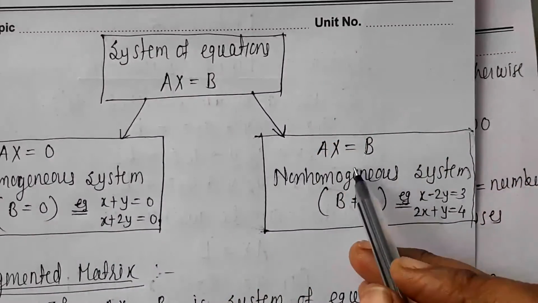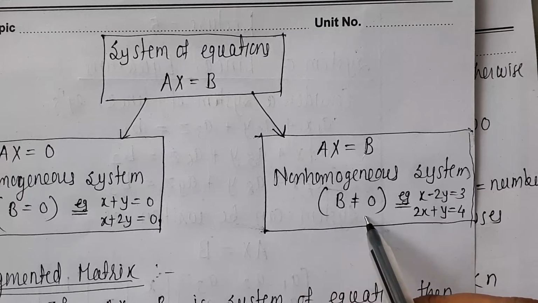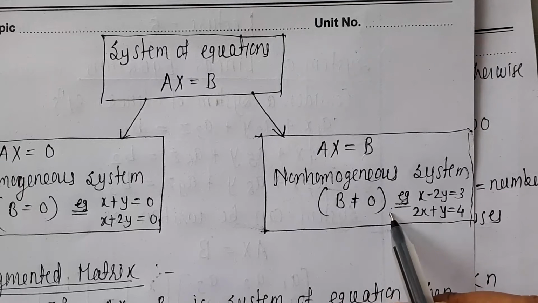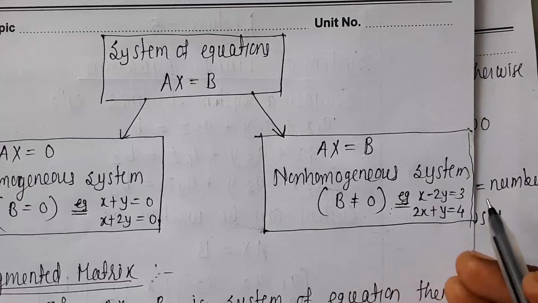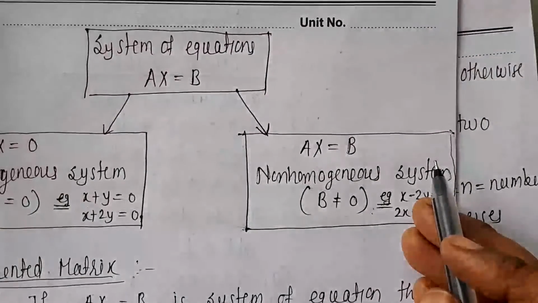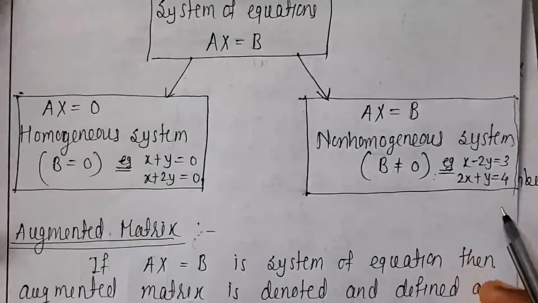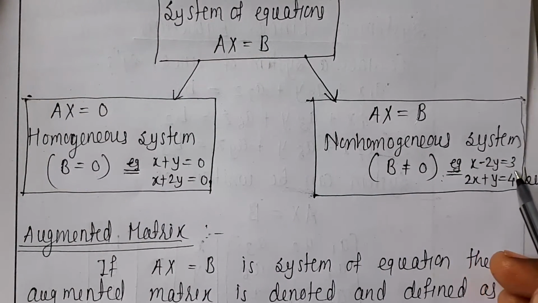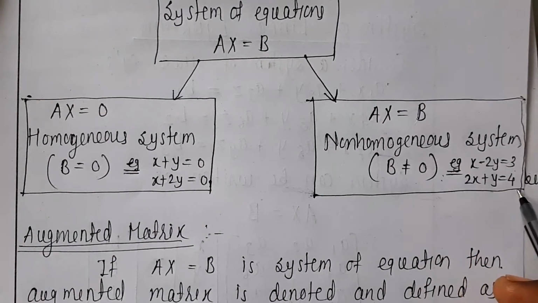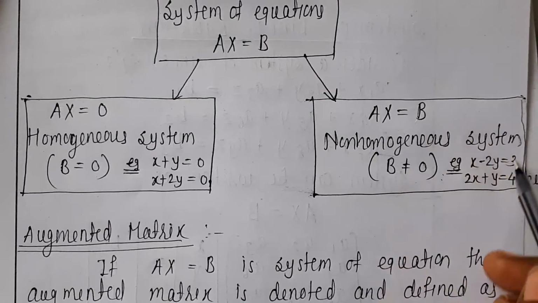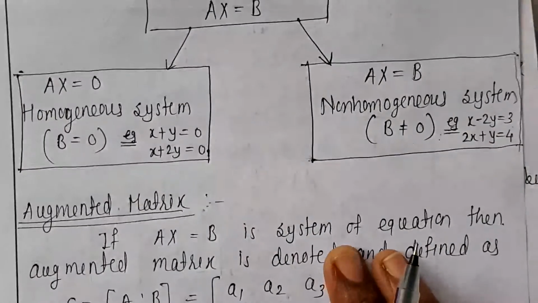Next, Ax is equal to B. In this system, if B is not equal to 0, meaning we have some nonzero value, then that system is called a non-homogeneous system of equations. For example, if we have x minus 2y is equal to 3, 2x plus y is equal to 4, then this system is called a non-homogeneous system of equations.